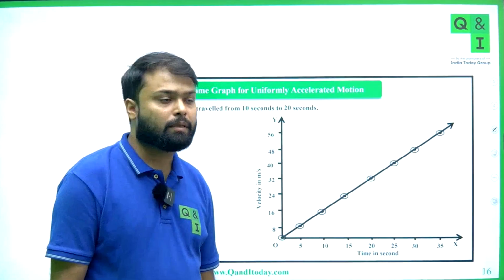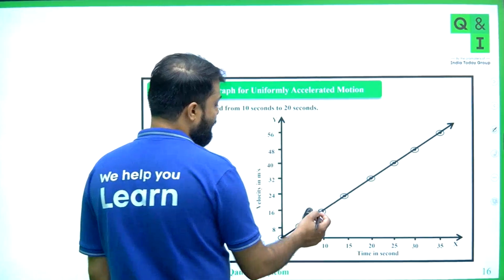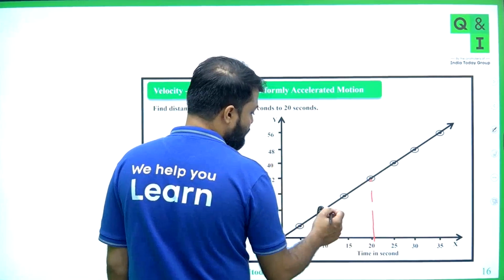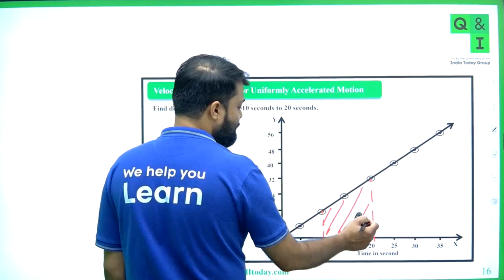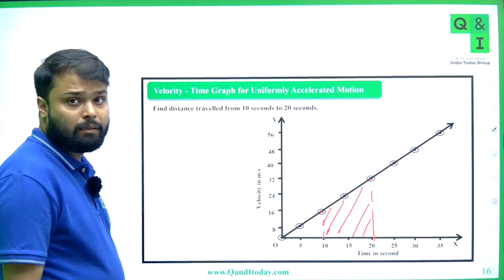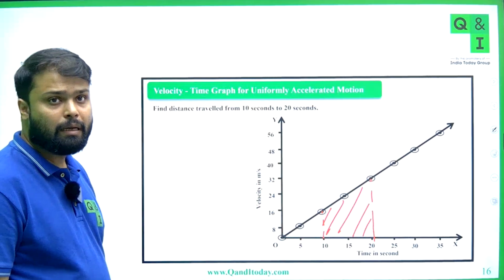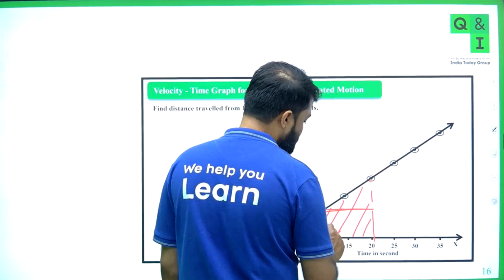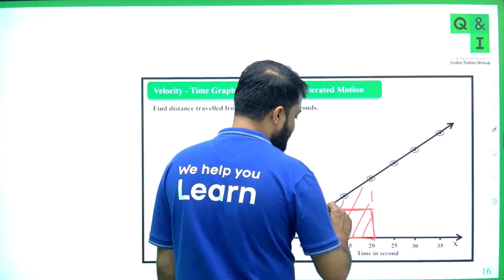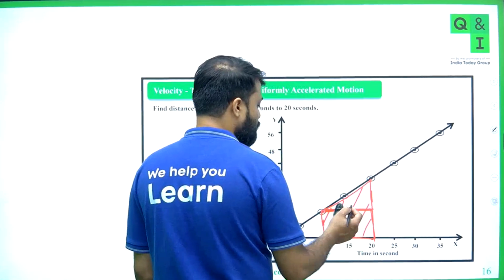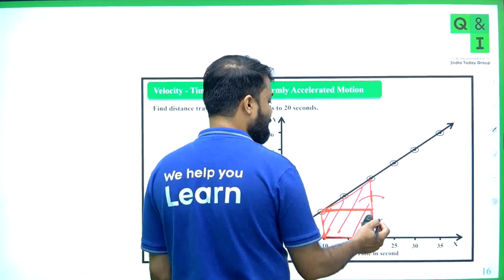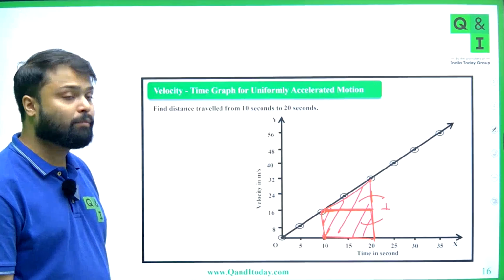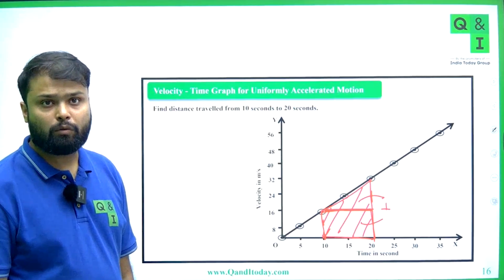Yes, sir. That means we have to calculate the area from 10 second to 20 second. That means we have to calculate this area, and this is a trapezium. Yes or no? You can break this graph in two portions. So this is a rectangle and this is a triangle. So calculate the area of this triangle, then the rectangle, and add these two areas. You will get the distance covered by the body. Yes or no?